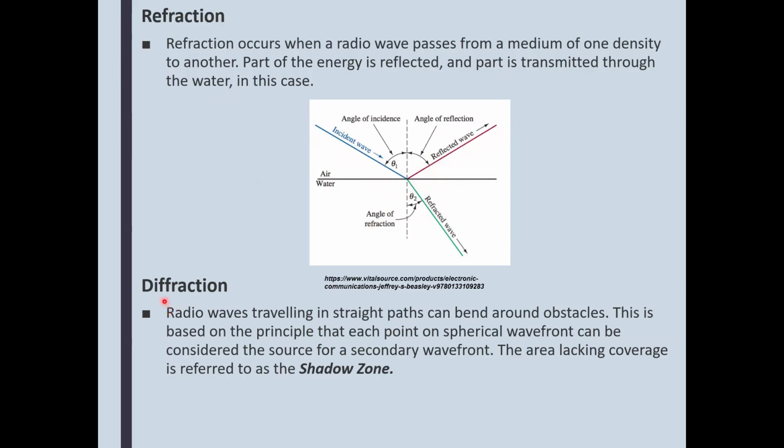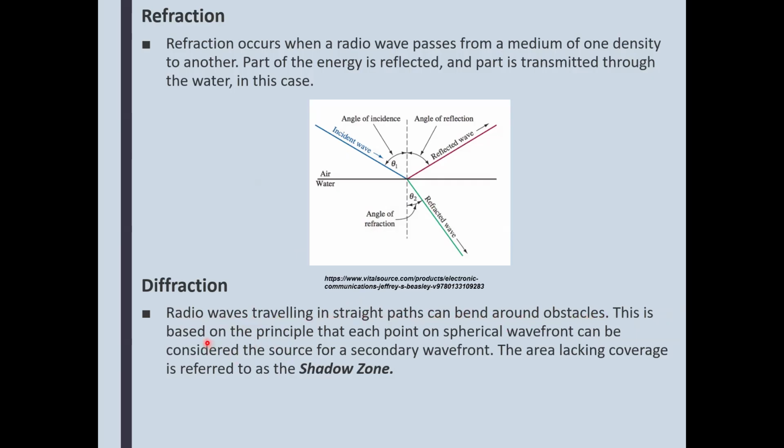Now, what's this thing here? Diffraction. Radio waves traveling in a straight path can bend around obstacles. Light also demonstrates that property. So that will be a forever discussion of whether light is waves or particles. What was first, chicken or the egg? All right. It actually displays both characteristics of a wave and particles. So radio waves traveling in a straight path can be bent around obstacles.